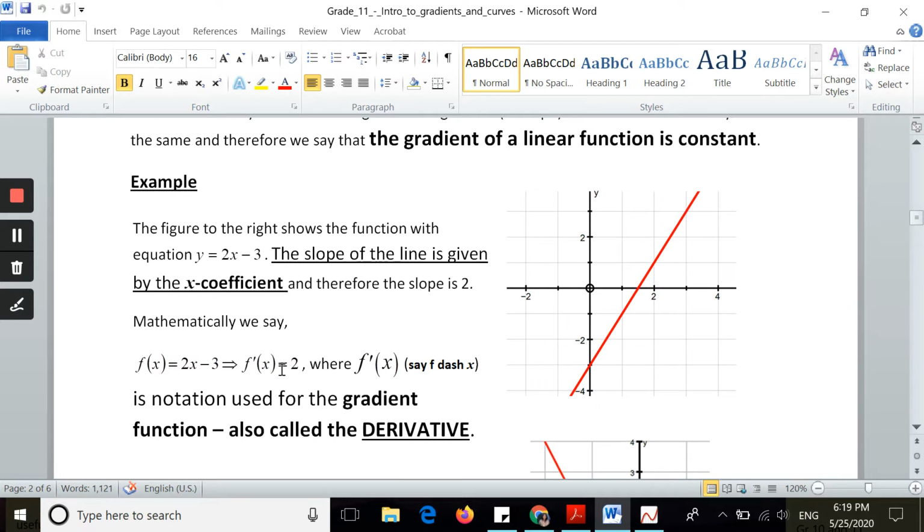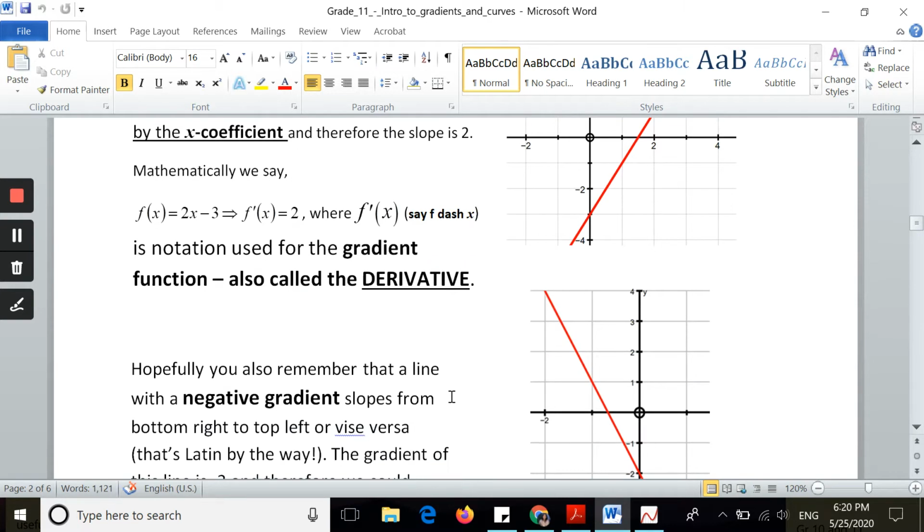So I'm introducing a new notation here, the new notation to represent the slope or the gradient, and one more name is the derivative, which is f prime x. So you have f and then a dash, f dash x, which is equal to 2. So this is how we say f dash x. There are three ways of calling f dash x or f prime x: slope, gradient, and derivative. All of them are exactly the same thing.